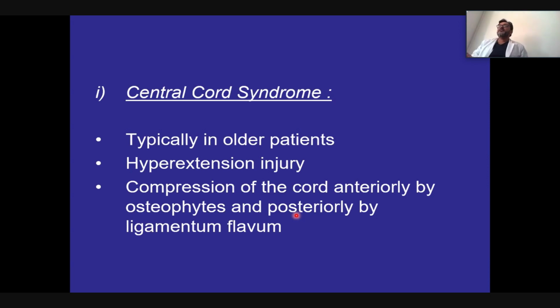Central cord syndrome can also be represented as syringomyelia, where the central canal becomes enlarged and it is going to damage the area in front and lateral to the central canal. So syringomyelia also presents as central cord syndrome. It can also happen in old patients because of a whiplash type of injury.